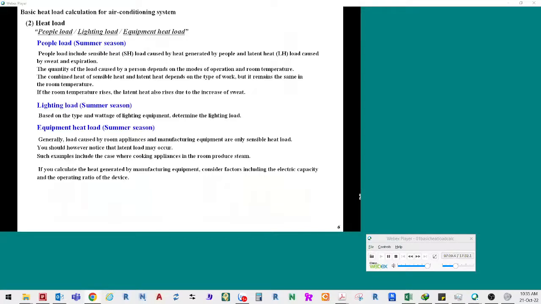Generally, loads caused by room appliances and manufacturing equipment are only sensible heat load. You should, however, notice that latent load may occur. Such examples include the case where cooking appliances in the room produce steam. If you calculate the heat generated by manufacturing equipment, consider factors including the electric capacity and the operating ratio of the device.